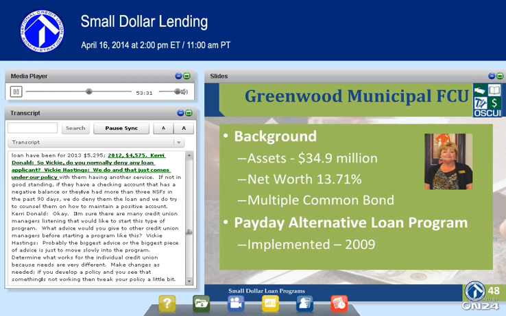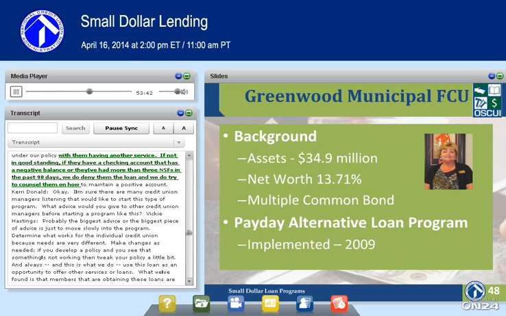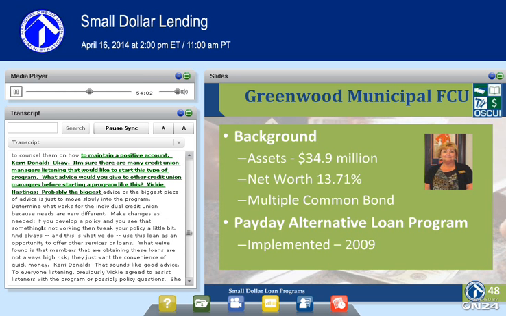So, Vicki, do you normally deny any loan applicants? We do, because that just comes under our policy with them having another service. If it's not in good standing, if they have a checking account that has a negative balance, or they've had more than 3 NSFs in the past 90 days, we do deny them the loan, and we do try to counsel them on how to maintain a positive account.